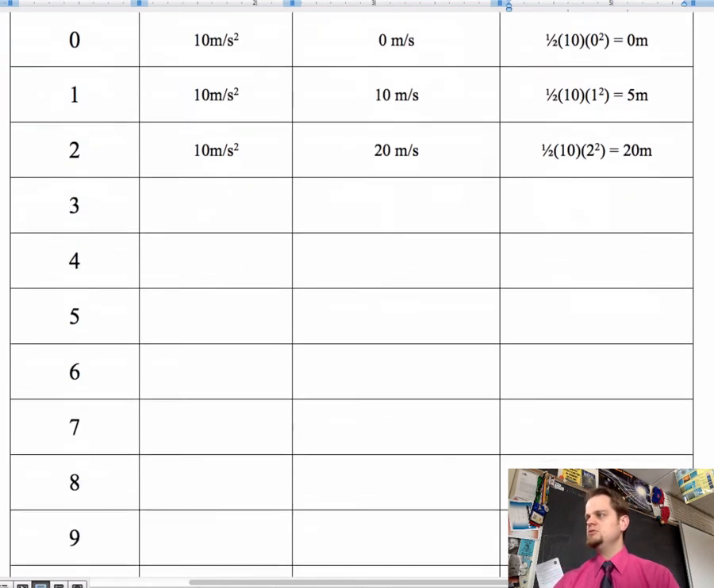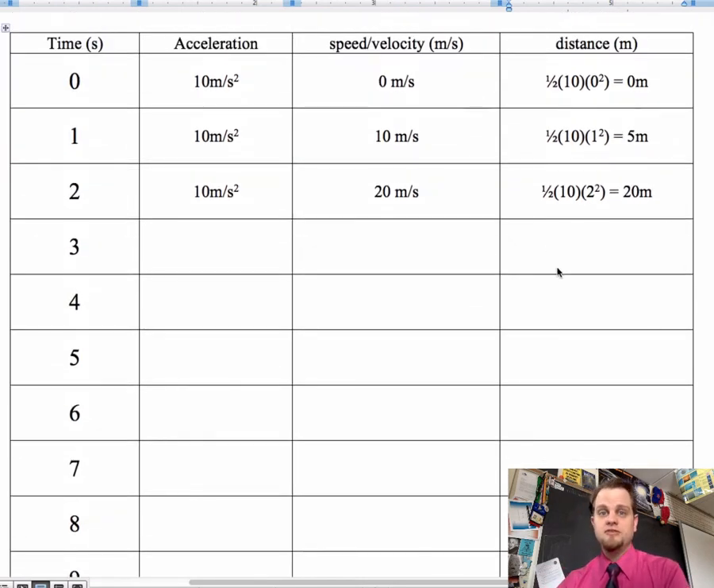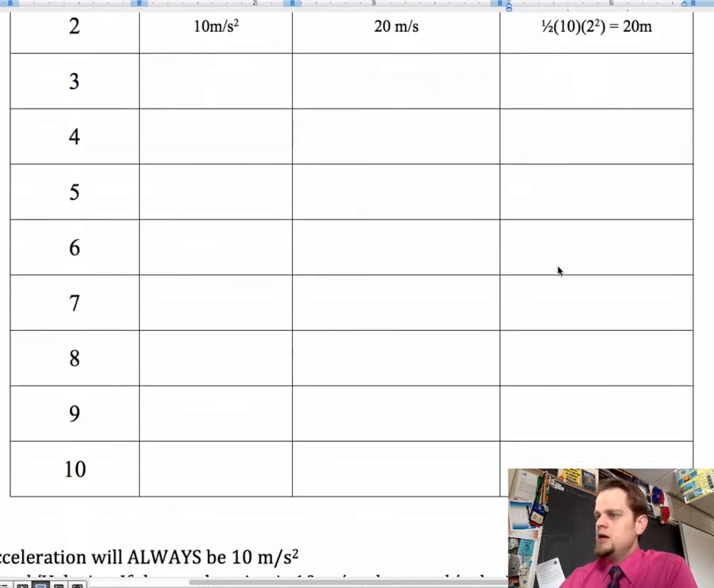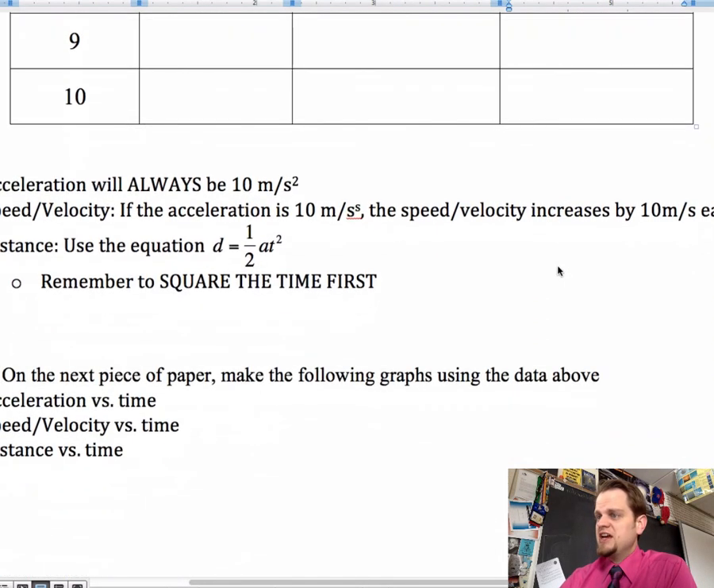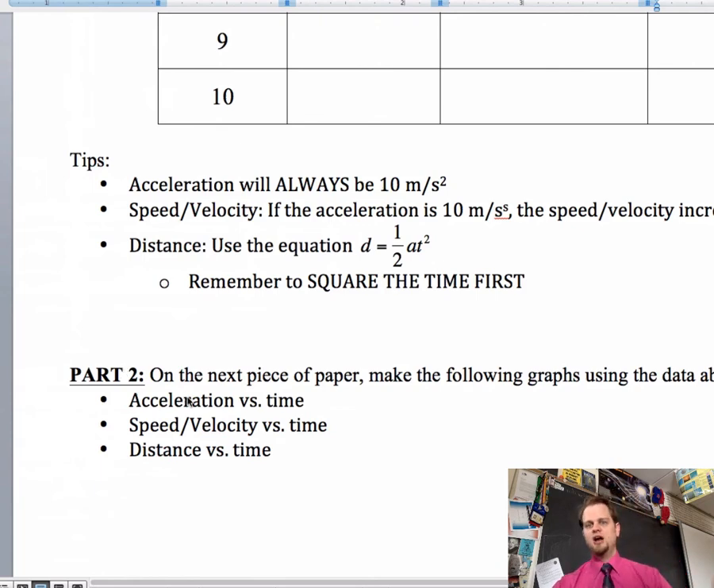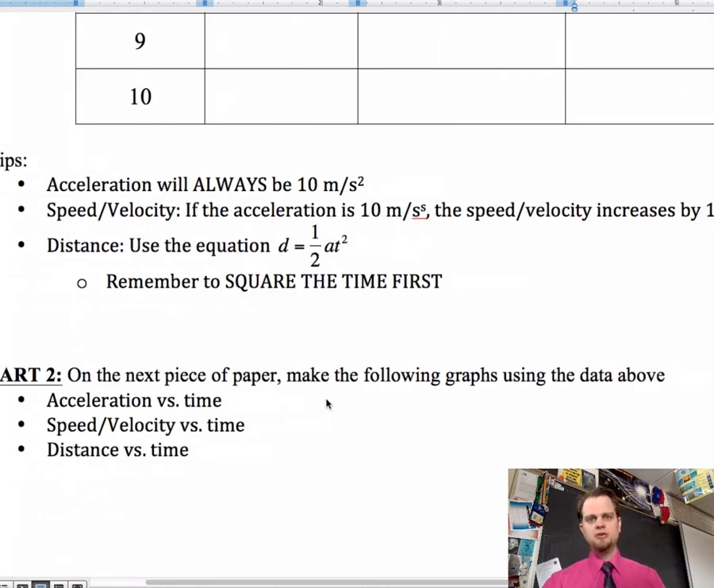And so what I'm going to let you do is finish the rest of this on your own. But that is how you do it. Okay? Now, the second part of this is important. It says, on the next piece of paper, make the following graphs using the data above. Acceleration versus time, speed and velocity versus time, and distance versus time.